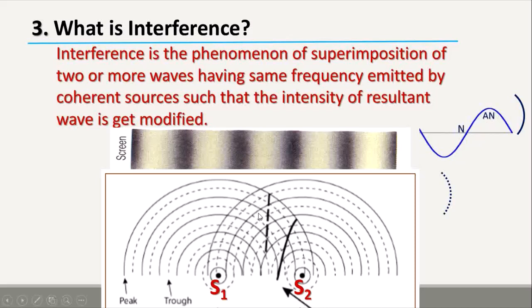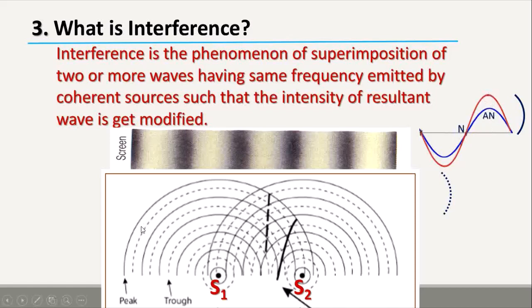So what happens if the crest of one wave, the crest of the S1 wave, falls on the crest of another wave from S2 like this? Suppose the red colored wave is a crest, and it is now falling on another crest. In this case the intensity of the light will increase.